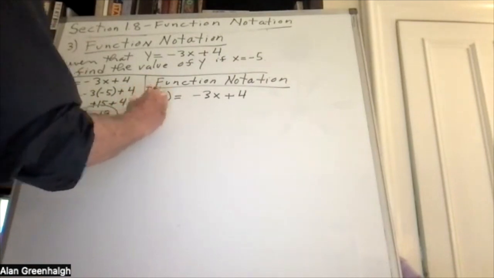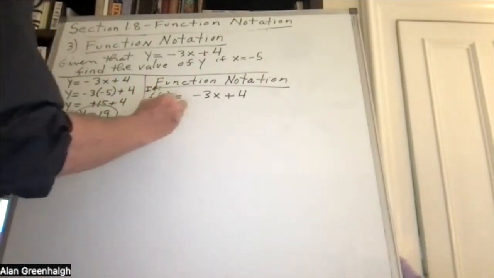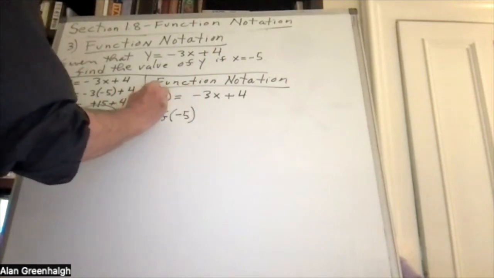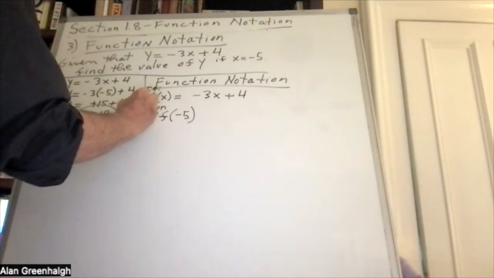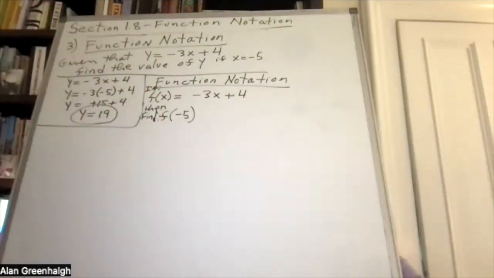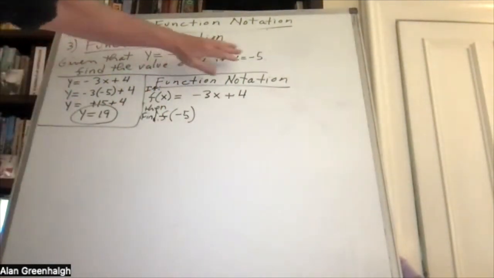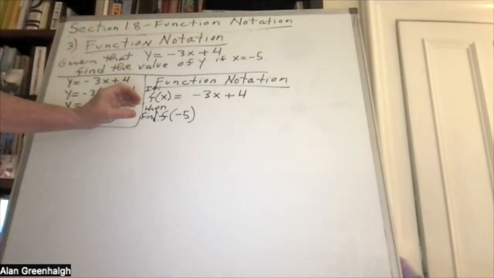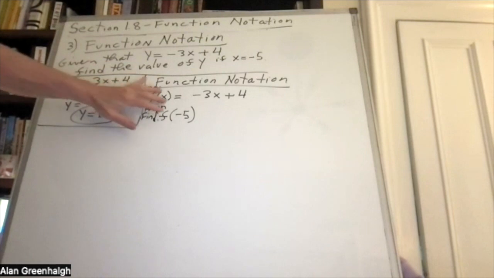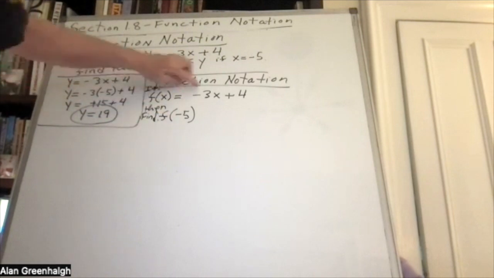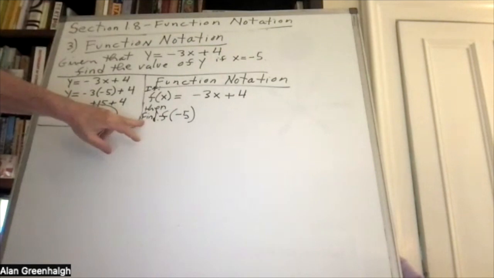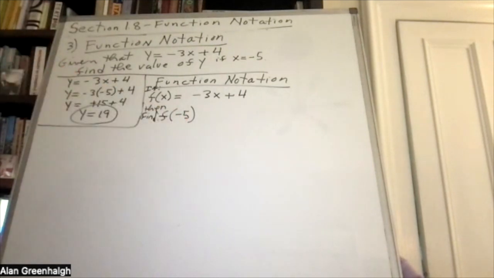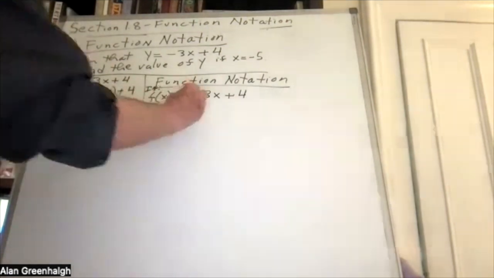Then find, it's the same exact problem. See all this? All this writing can really be synthesized and look just like this. f of x equals the function, and then find the value of f of -5. And you just do the same thing.